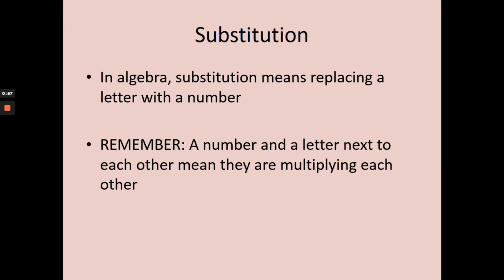And the key thing to remember is that a number and a letter next to each other means that they are multiplying each other. So here's an example. 3a means 3 times whatever a is. So that's the important key information to remember, that a number and a letter next to each other without a gap means times or multiply.